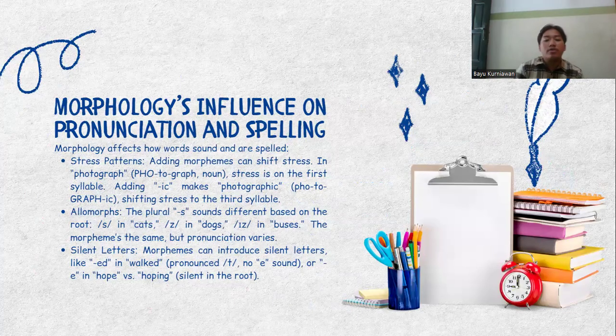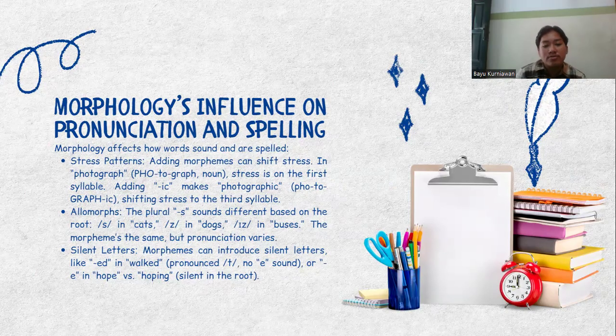Morphology's influence on pronunciation and spelling. Morphology affects how words sound and are spelled. The first one is stress patterns. Adding morphemes can shift stress. In photograph, a noun, the stress is on the first syllable. Adding ic makes it photographic, shifting stress to the third syllable.